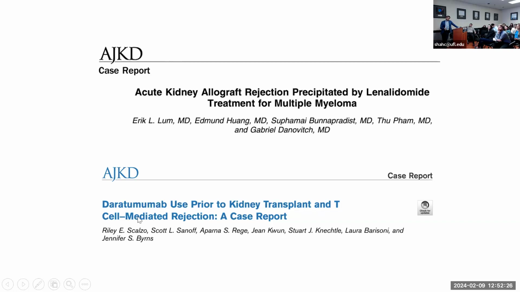The second report was daratumumab used and causing rejection, which was highly criticized. In this, investigators showed that the patient received daratumumab 2 weeks before transplantation, had a living genetic transplant, and developed hyperacute rejection within a few days. The authors were trying to suggest that daratumumab caused hyperacute rejection. However, induction used only 500 milligrams of solumedrol. So it was highly criticized that they should not be used to criticize daratumumab, which is such a good drug for myeloma patients, and we should not avoid it.